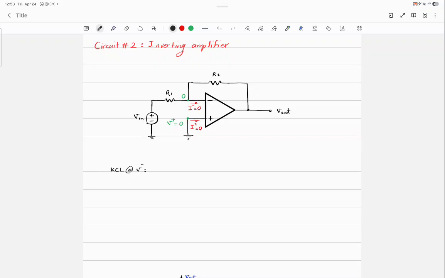So the current coming from the left is V in minus 0 divided by R1, and that current should go to the right: 0 minus V out divided by R2. And from here, I can write that V out is equal to negative R2 over R1 times V in. So the gain is equal to negative R2 over R1.